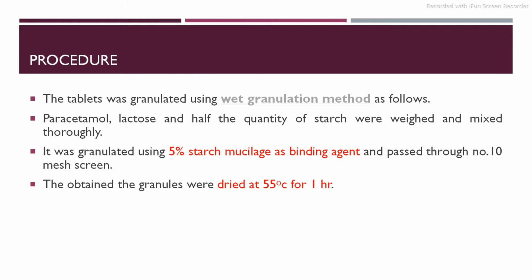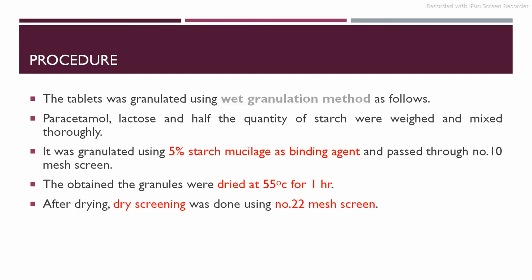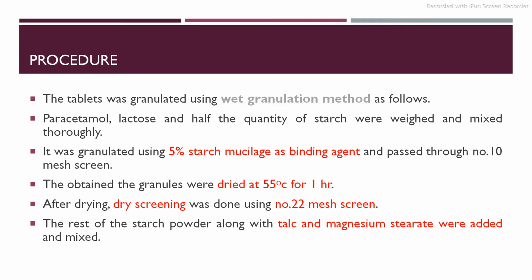The obtained granules were dried at 55 degrees Celsius for 1 hour in a hot air oven. After drying, dry screening was done using a 22 mesh screen. Means after drying, we have to pass the granules through a 22 mesh screen. The rest of the starch powder along with the talc and magnesium stearate were added and mixed. Means when your granules are ready, then at the end you can add the glidant and lubricant.